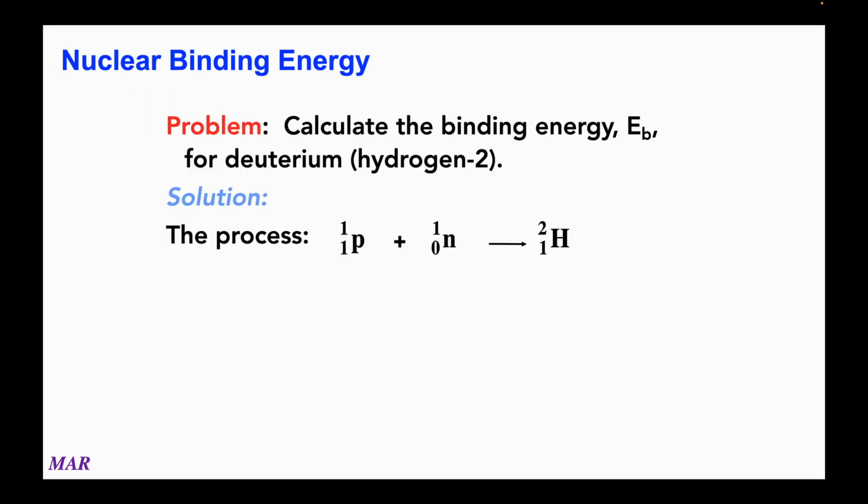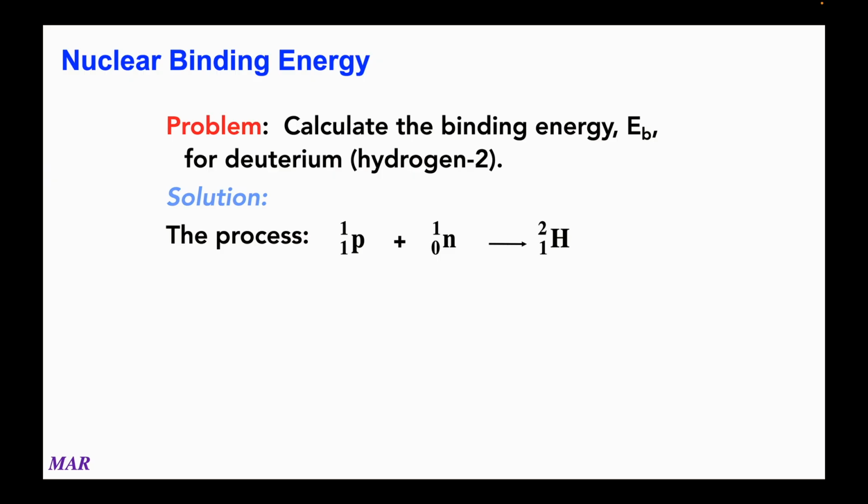Let's calculate the binding energy, E sub B, for deuterium. Deuterium is an isotope of hydrogen. It's hydrogen 2, so it has a mass number of 2. Hydrogen has 1 proton, so mass number 2 minus 1 for the atomic number means it has 1 neutron. In this process for binding energy, we're going to build this isotope directly from protons and neutrons. So to make hydrogen 2, we're going to need 1 proton and 1 neutron. That's going to create the hydrogen 2.